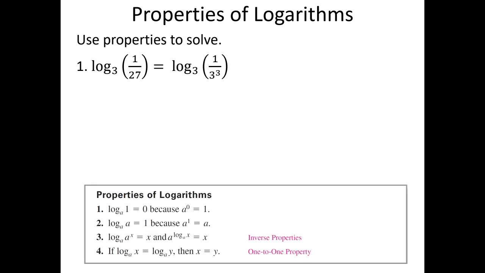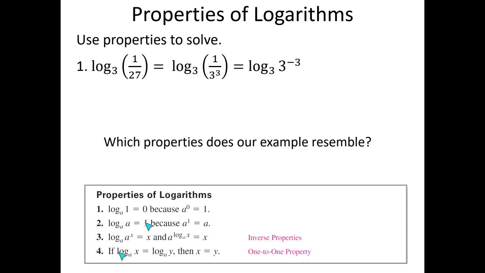If I rewrite 1 over 27 as 1 divided by 3 cubed, I can use the exponent rules and rewrite this as 3 to the negative 3. Then which property does this resemble in our problem? Which of these properties will look like this one? Notice that the base is 3 and then we have a 3. So we come here, we have a base of a, and then we have a base of a. So it's going to look like this property.